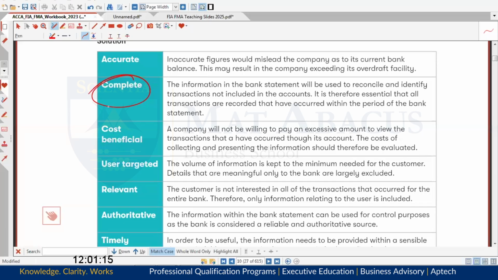Then it should be user targeted. For example, if I start saying these same things to somebody who has finished an MA already, that means I'm not communicating to the right user. I should be communicating to the right person. Then it should be relevant.